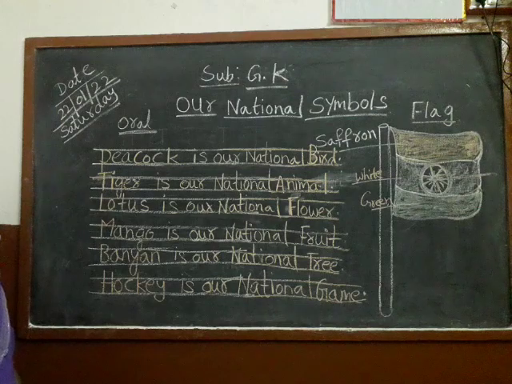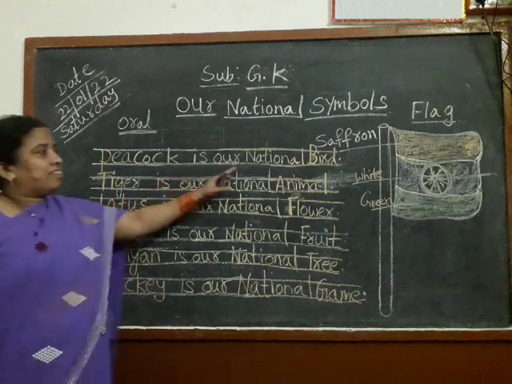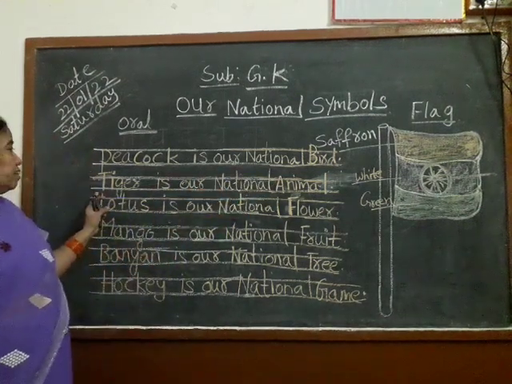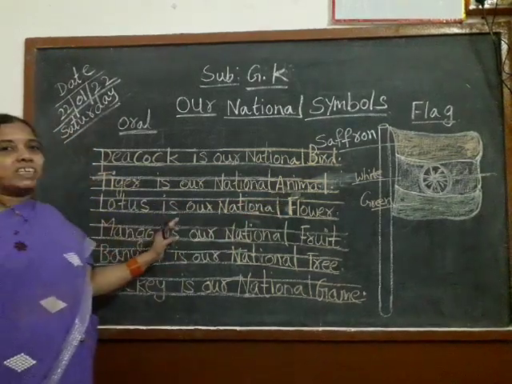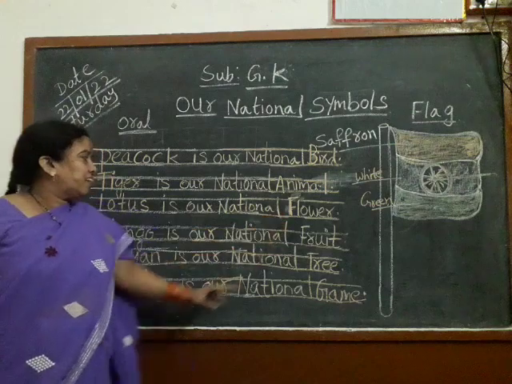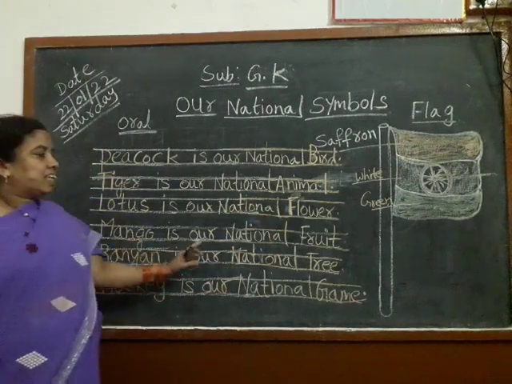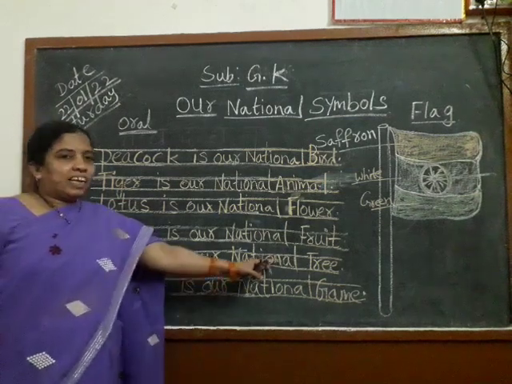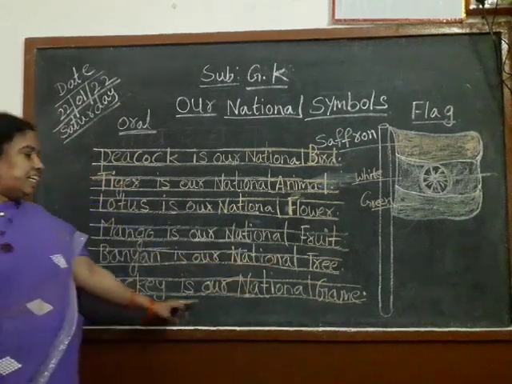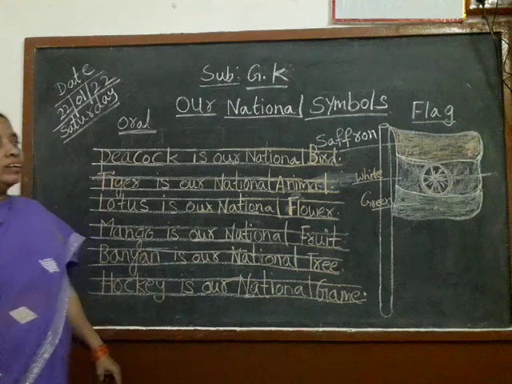Understood, children? Peacock is our national bird. Tiger is our national animal. Lotus is our national flower. Mango is our national fruit. Banyan is our national tree. Hockey is our national game.